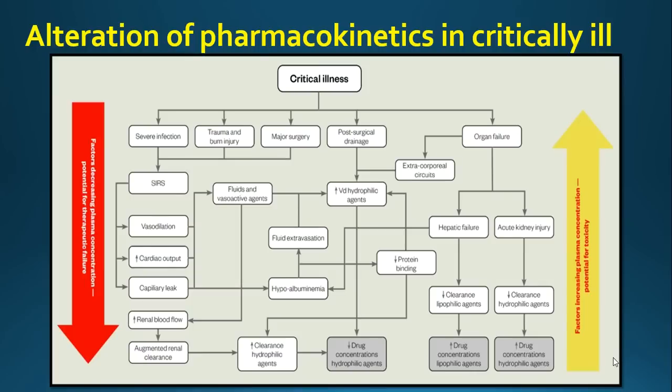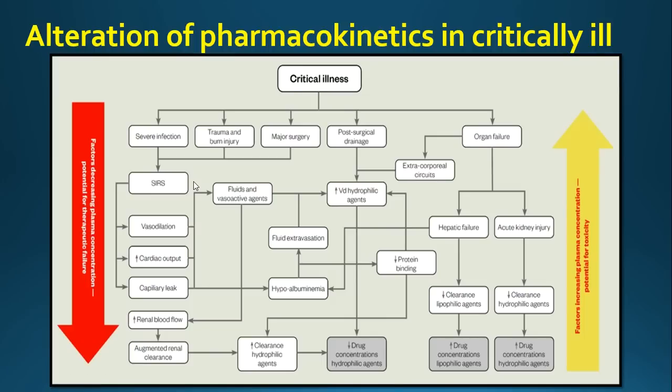So this is the summation of what we read. Now, severe infection, SIRS, vasodilatation, increased cardiac output, leak, all the fluid and vasoactive drugs increase the volume of distribution, eventually causing decreased drug concentration, especially of hydrophilic drugs. And organ failure, hepatic or kidney, actually increases the drug concentration, especially of lipophilic drugs if it is hepatic, and hydrophilic drugs if it is the kidney. So this side demands less dose, this side demands more dose. This is the key slide.